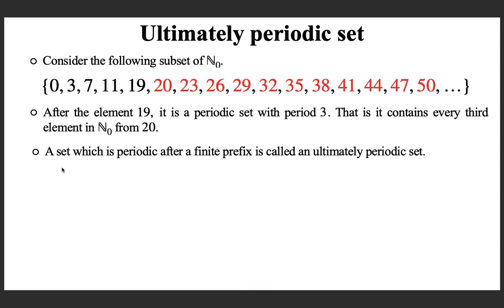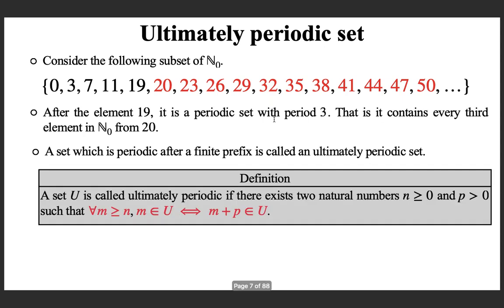A set which is periodic after a finite prefix, like this is the finite prefix, and after that it is periodic, is called an ultimately periodic set. Formally, you can define an ultimately periodic set as follows.